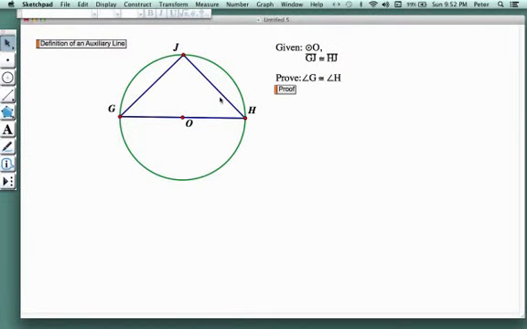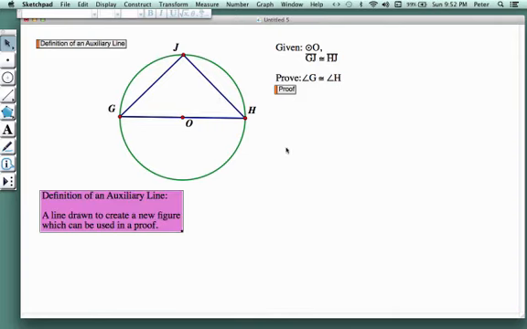Let's talk then about auxiliary lines. Auxiliary lines are lines which we draw while we're proving something in order to create a new figure in the diagram that we can use in the proof. Now that's not a definition you're going to need to make a flashcard for. That's just something that I want you to understand as we go through this video.